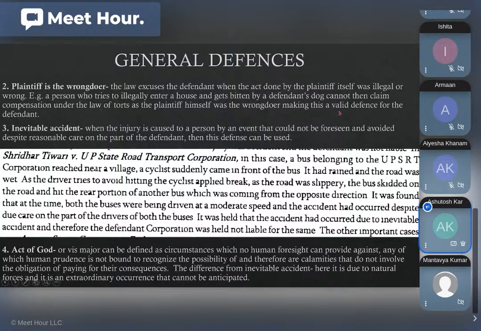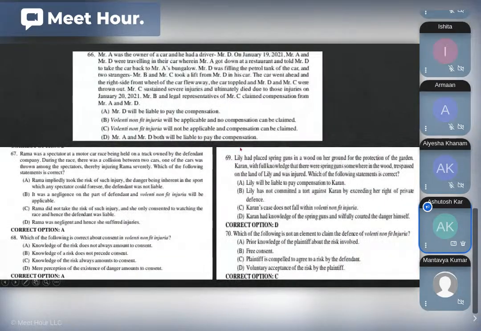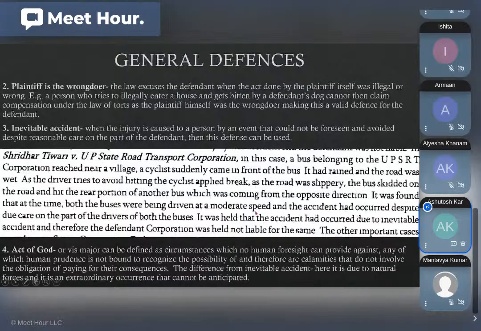That is why this is a valid defense, and this is why I talked about this question. Here some people may think कि वो trespass किया है तो ये तो voluntary non-fit injuria है नहीं, तो इतना नहीं सोचना. You have to talk about the principle and check कौन सा option सबसे ज्यादा लग रहा है, best possible answer. So I hope this defense is clear.